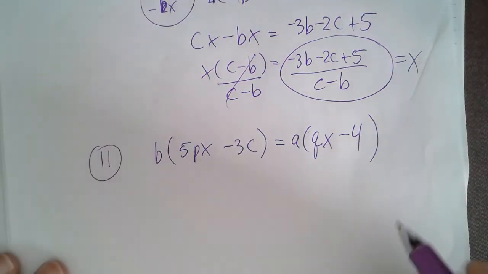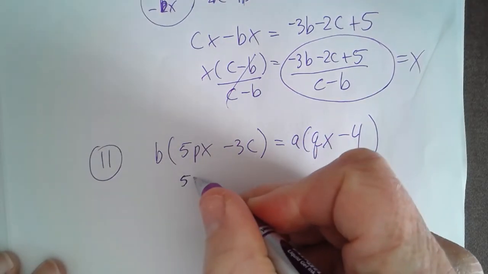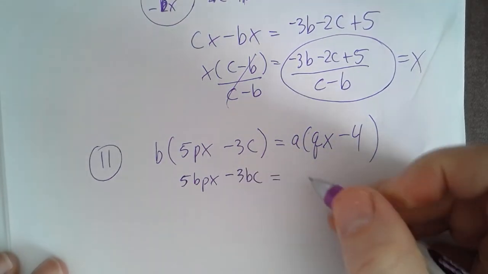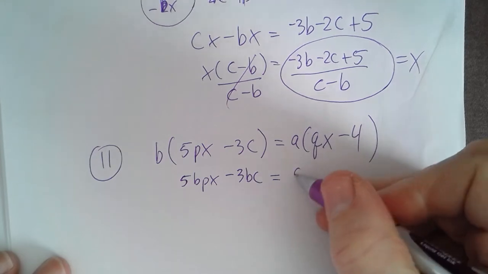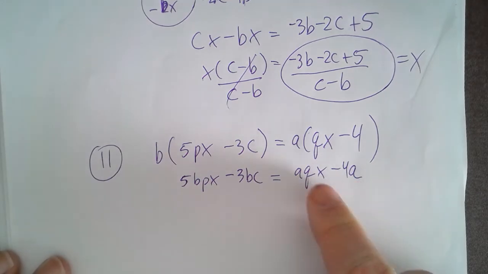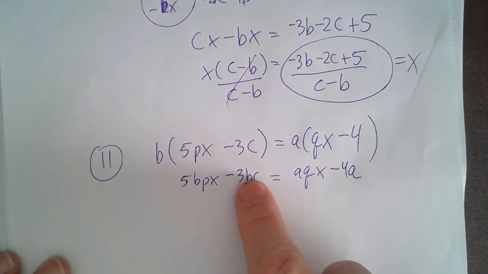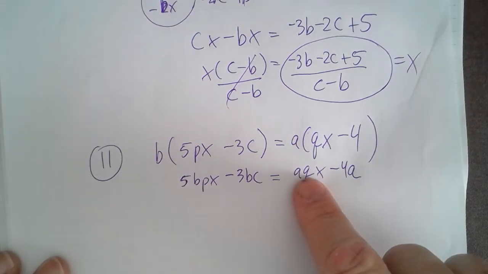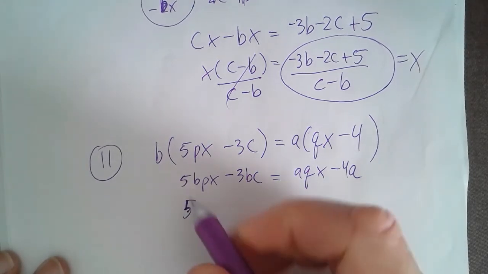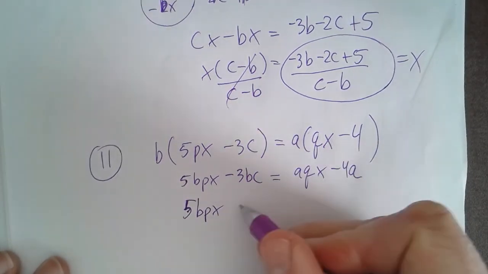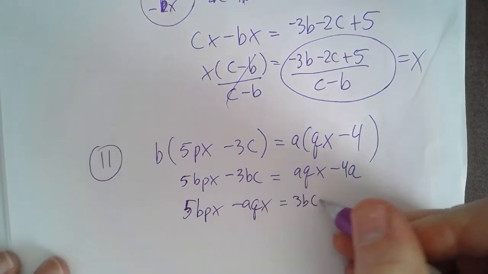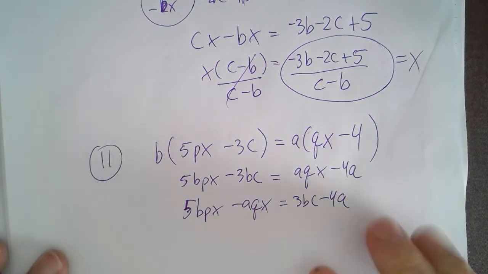So here we go, solving for x. Distribute through: 5bpx minus 3bc is equal to a times this, which would be aqx minus 4a. So basically I want to get the x's on the same side and this part over here. So it's going to switch these two. I'm going to subtract over the aq. So write 5bpx, subtract this over, minus aqx, add that over, 3bc minus 4a. So all of that represents numbers, right?